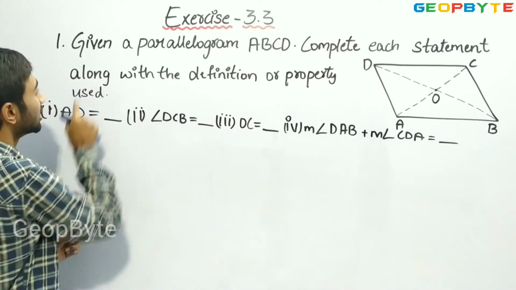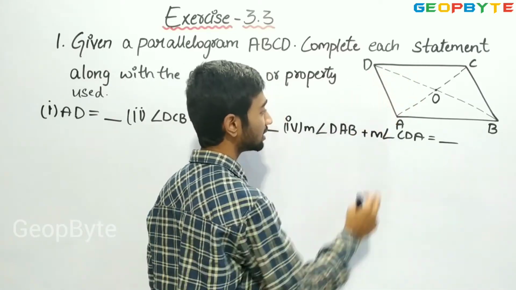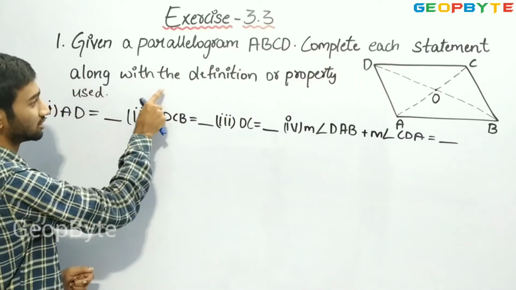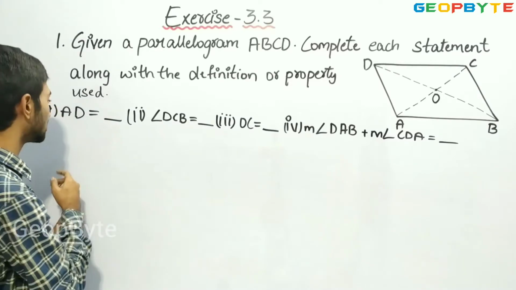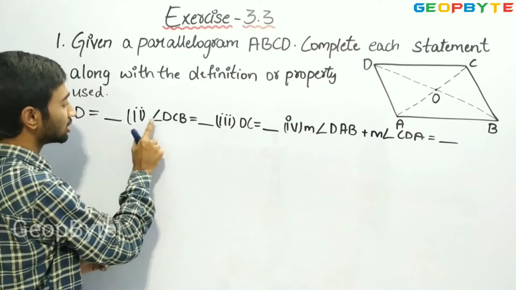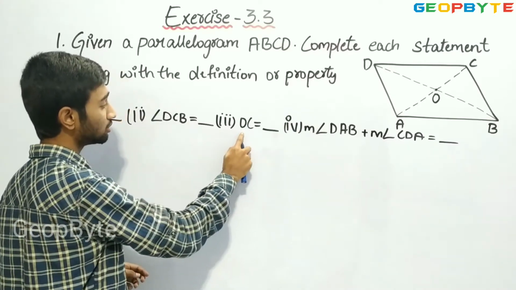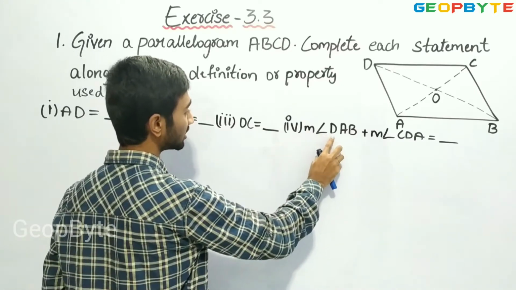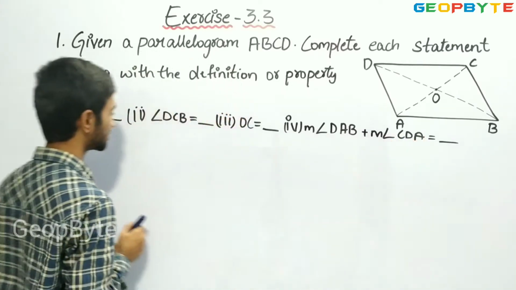First question. Given a parallelogram ABCD. So this is a parallelogram ABCD. Complete each statement along with the definition or property used. So here we have some statements. First one, AD equal to dash. Next, angle DCB equal to dash. Next one, OC is equal to dash. Fourth one, M angle DAB plus M angle CDA equal to dash.